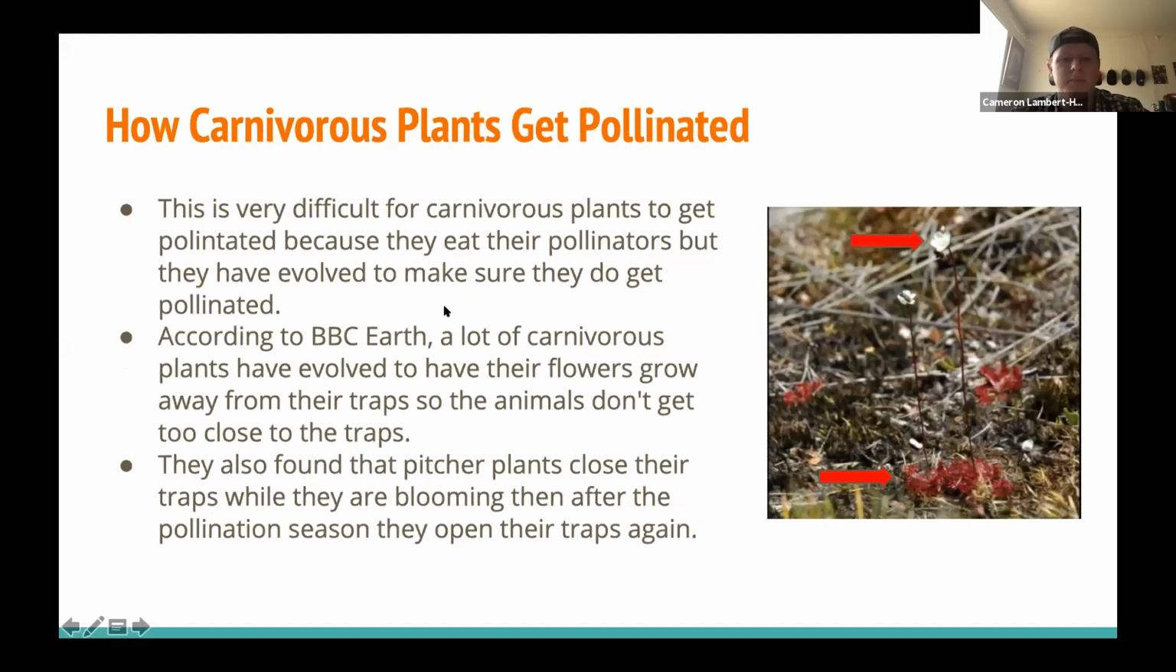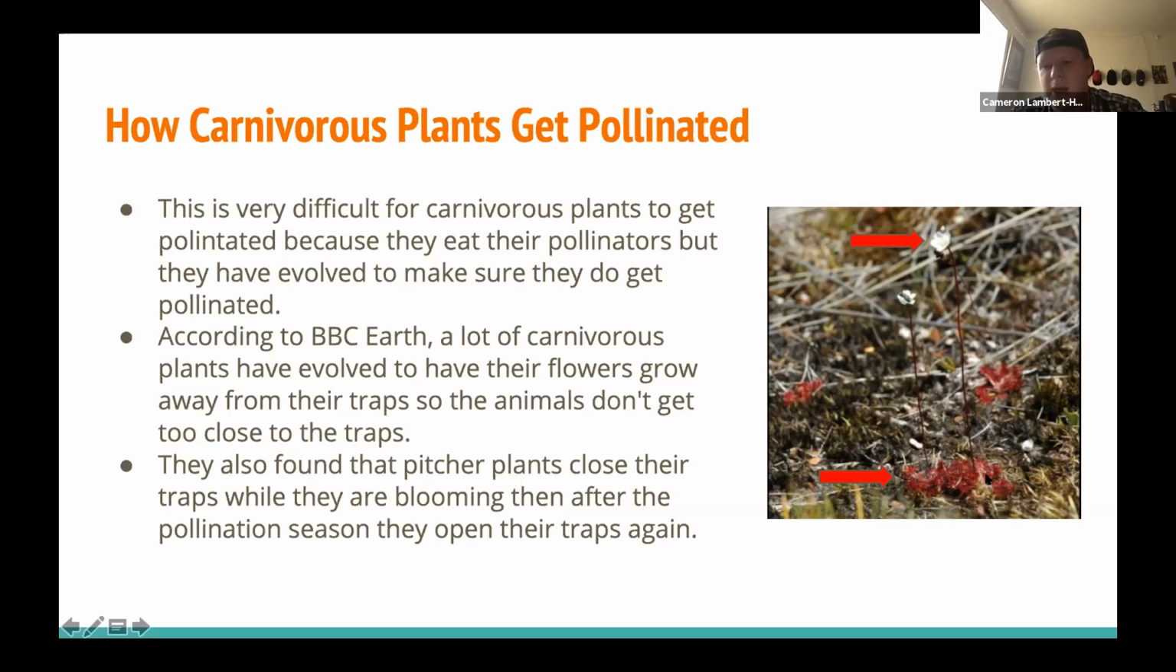This is another big problem that carnivorous plants had to face, which was getting pollinated, because a lot of them kill or eat their pollinators. So to get pollinated, they've evolved to make sure that they don't. According to BBC Earth, a lot of carnivorous plants have evolved to have their flowers grow away from the traps so the animal doesn't get too close to the traps. The two red arrows indicate, the bottom red arrow is the actual trap, and this is a sundew plant.